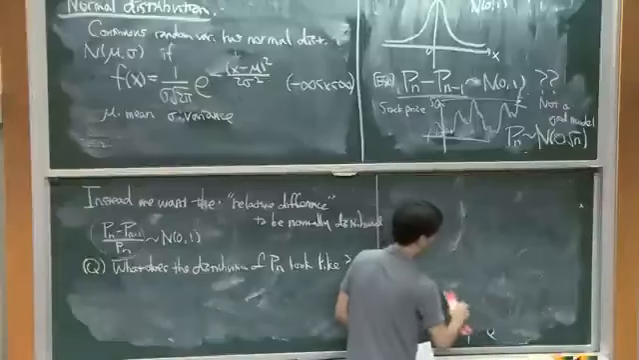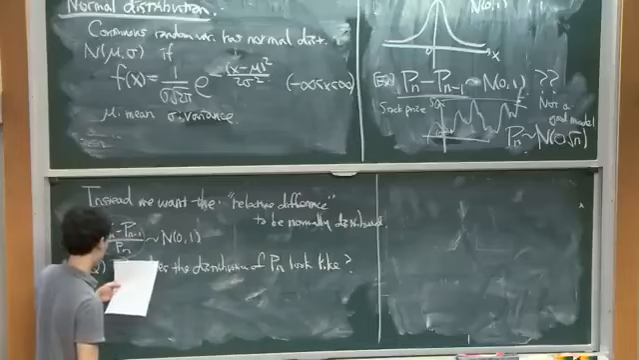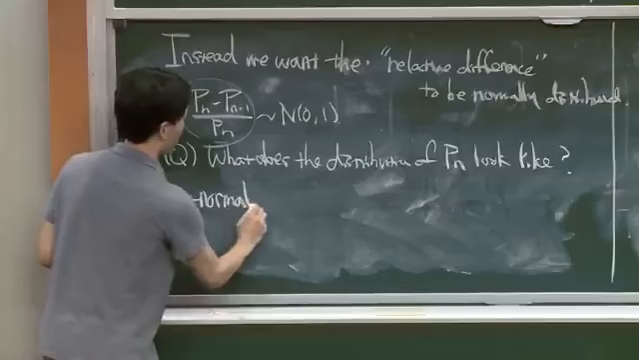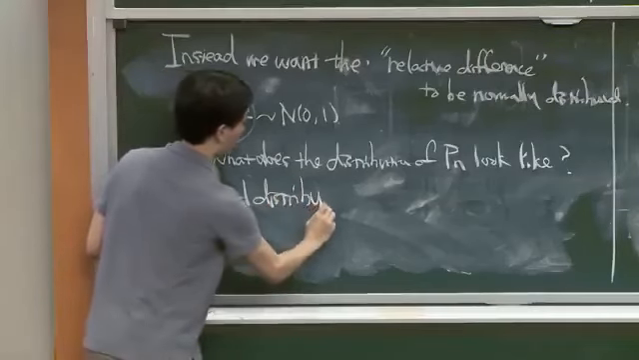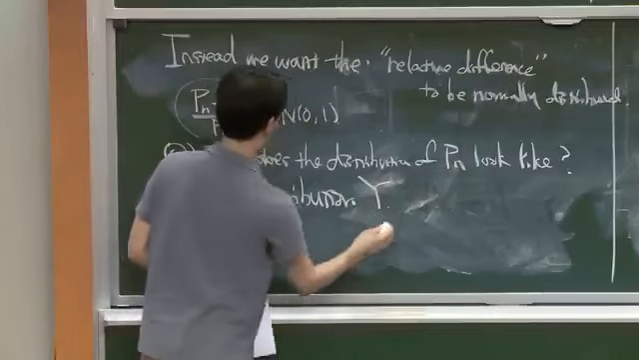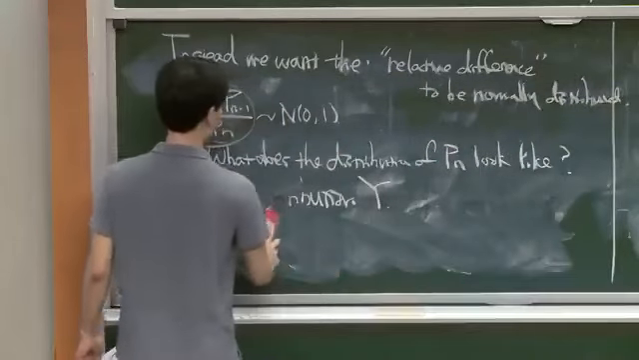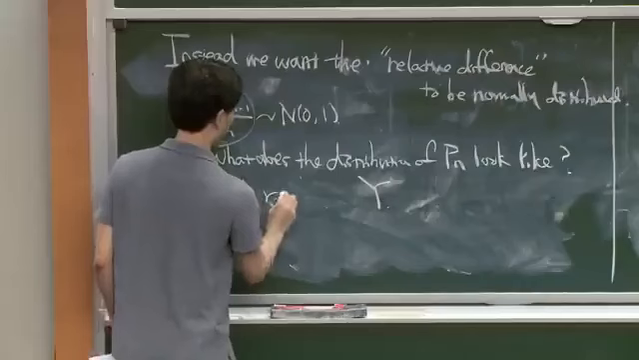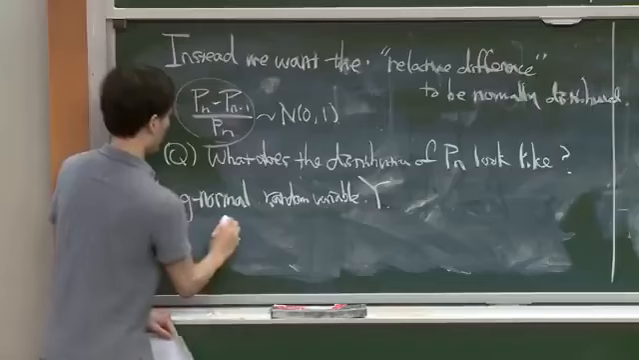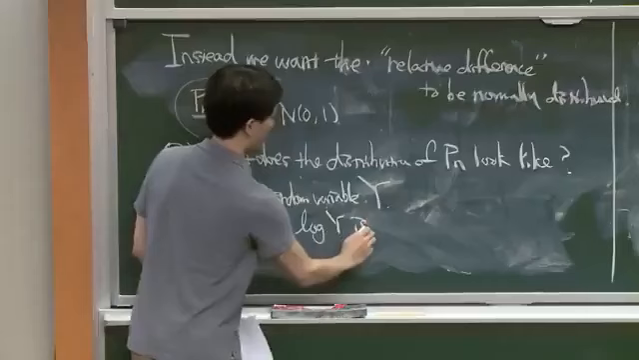So let me formally write down what I want to say. I want to define a log normal distribution. Our log normal random variable Y, such that log of Y is normally distributed.